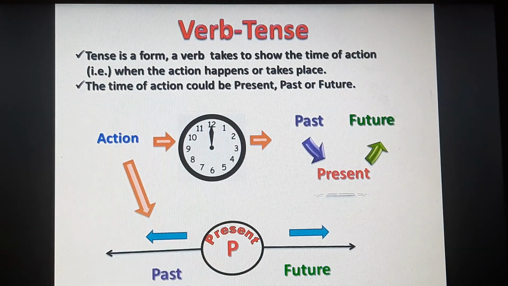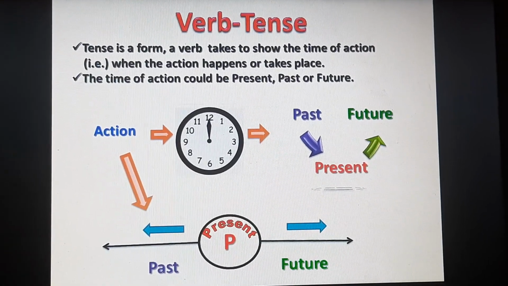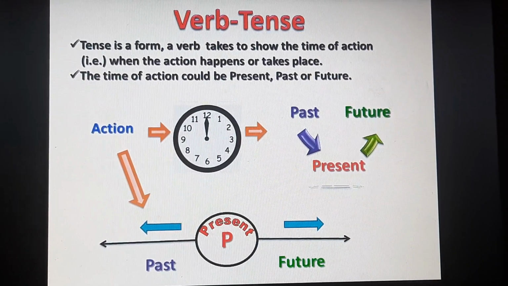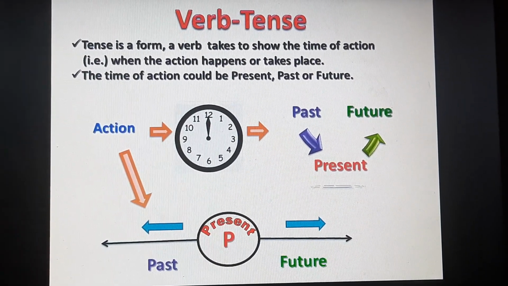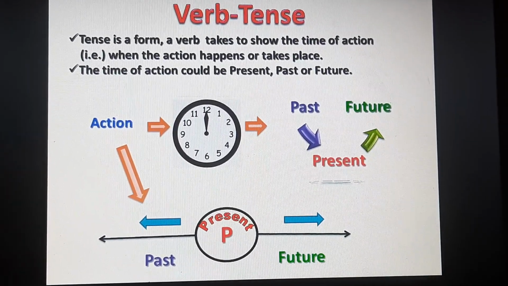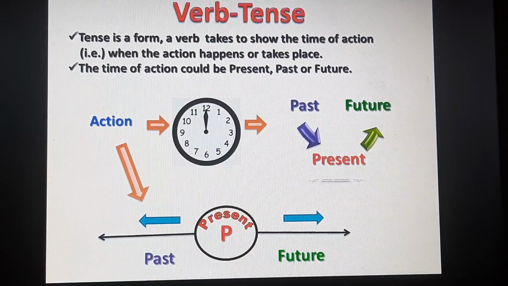Having learned how to use verbs according to person and number in the previous lesson, we shall now learn about tenses here. Tenses are the roots for speaking and writing English correctly, so we must learn them properly. Now, what exactly is a tense?